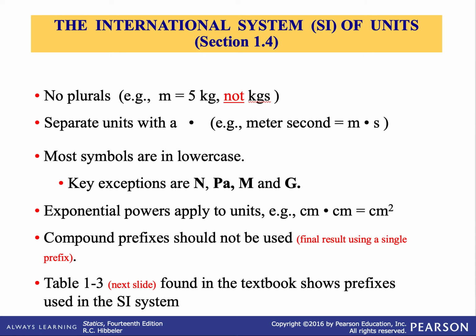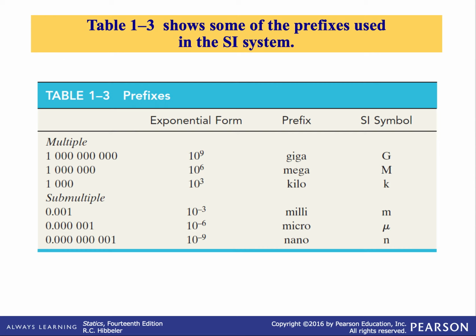Now, let's show some common prefixes used, and I'm sure that you all know about them. So if you have 10 to the power 9, this is giga, that's the prefix we should be using. If it's 1 million, it's mega. If it's 1000, it's kilo. And if you have submultiples, it's milli, micro, and nano: 10 to the power -3, 10 to the power -6, and 10 to the power -9. So you should be aware of these things.